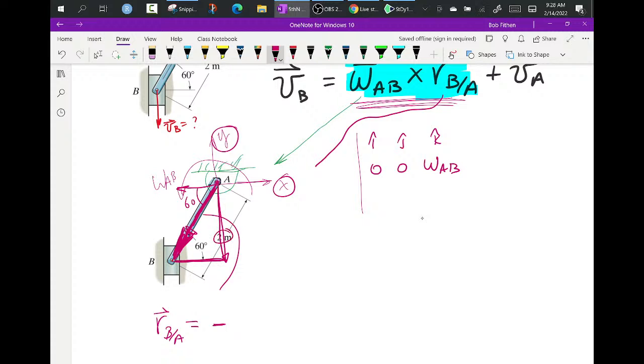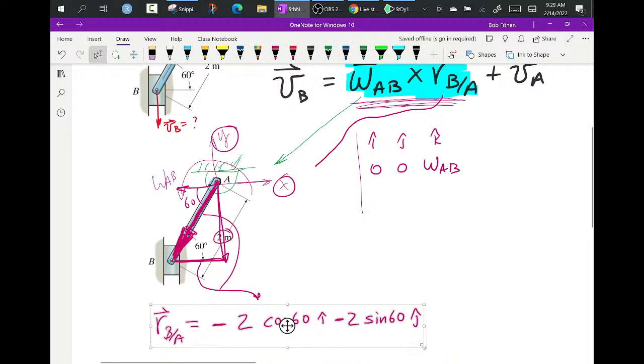It's 2 meters long, and I'm going to do the X first. So it is cosine of 60 I, and then the Y is going to be minus 2 sine of 60 J. And unfortunately, the writing's too big for me. So what I'm going to do is make it smaller and shove it to the left.